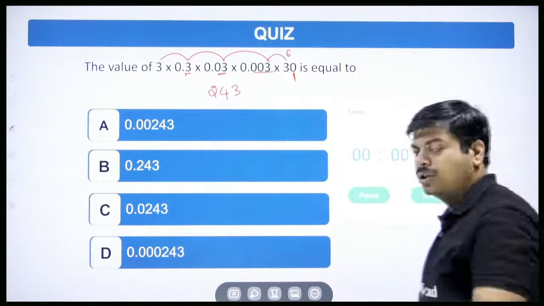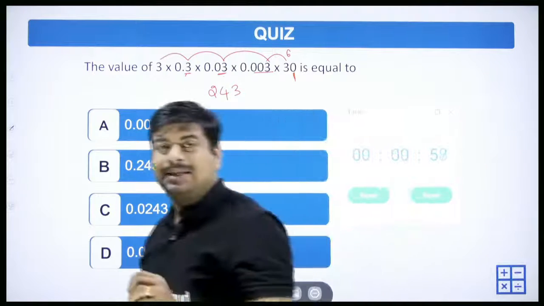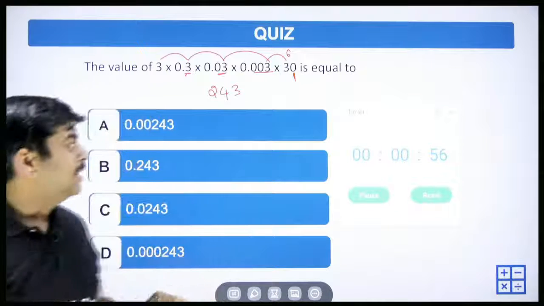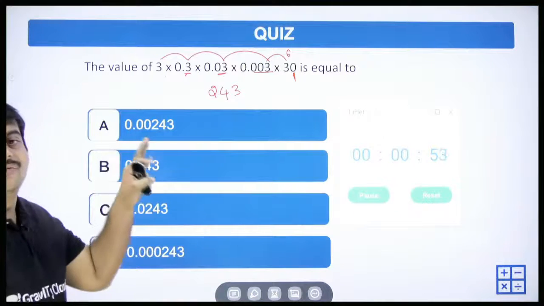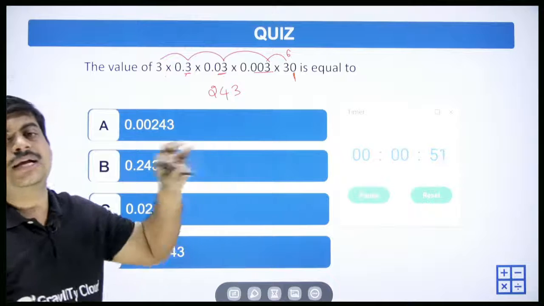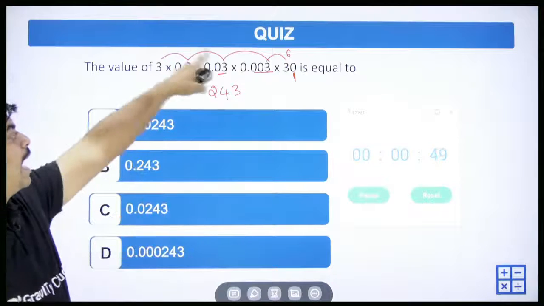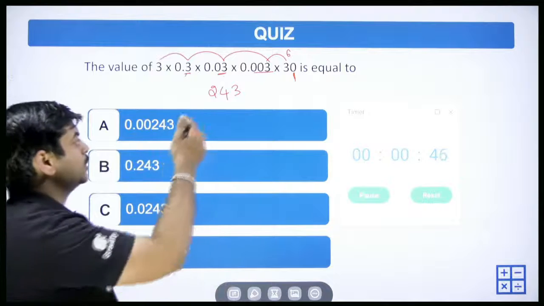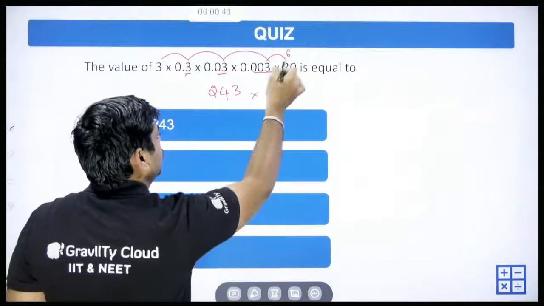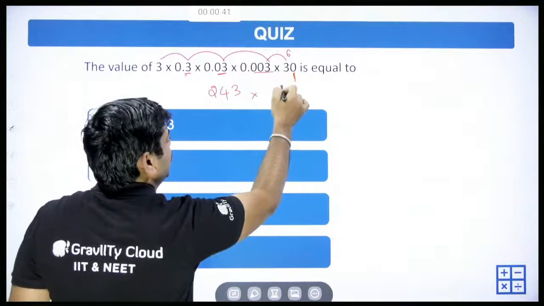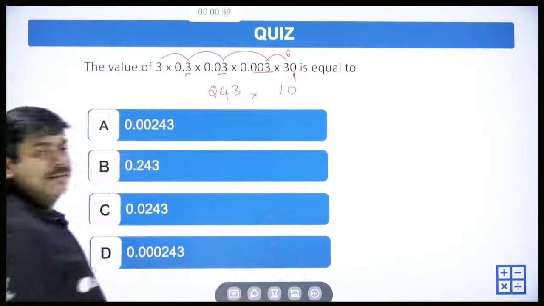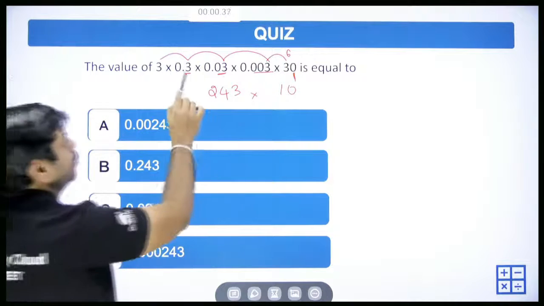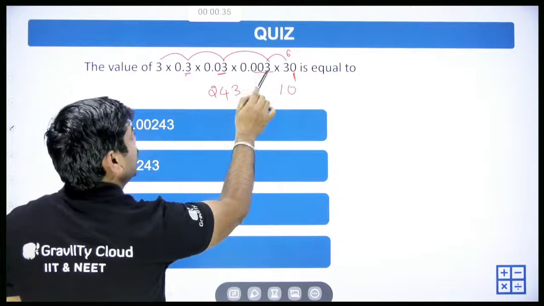It's a very easy question. You can do it very easily. The only thing is you need to understand where to place the decimal value, because we have decimals as well as a 0 at the end. Or if you're confused, you can write this 30 as 3 into 10, so that there you will have 10 and 6 decimals.